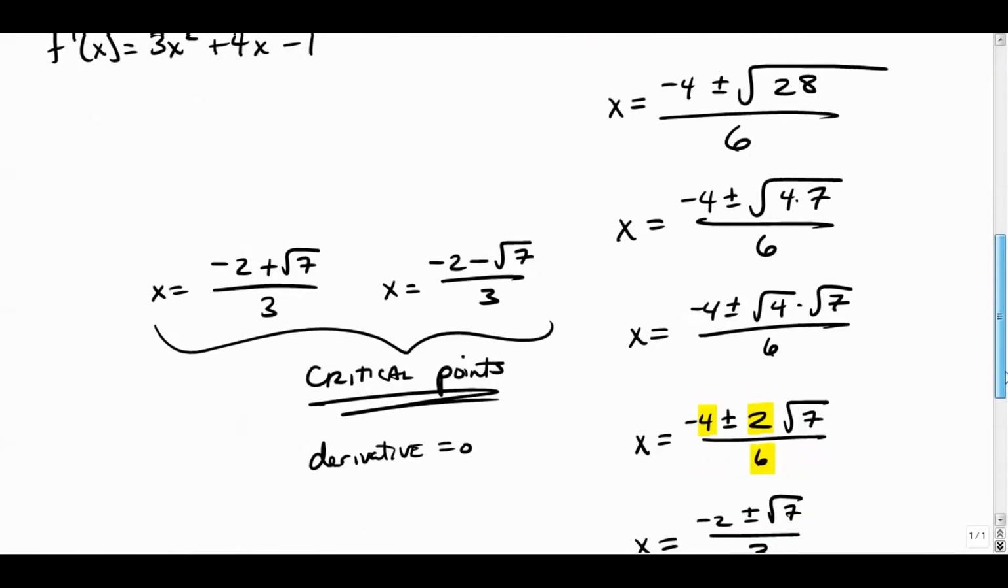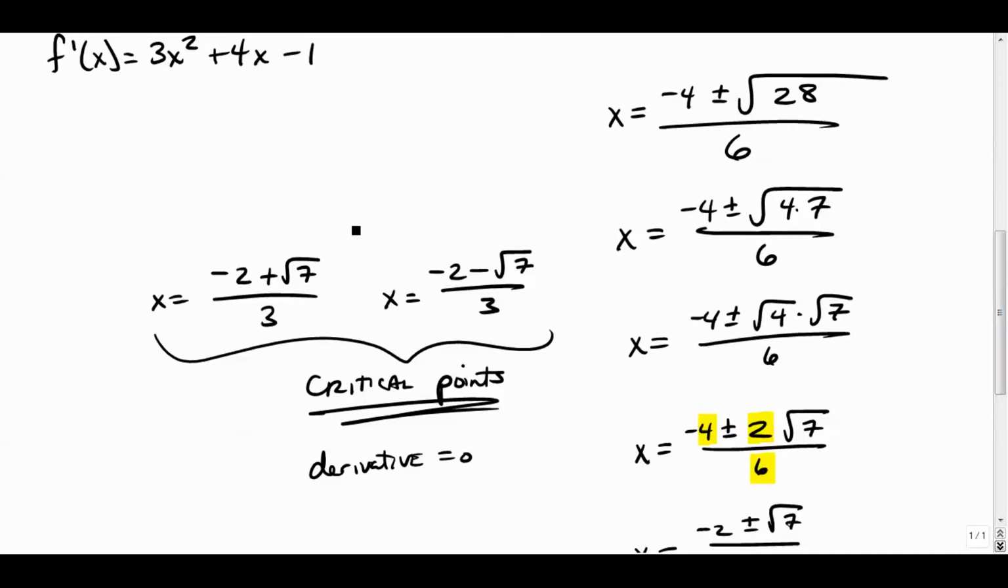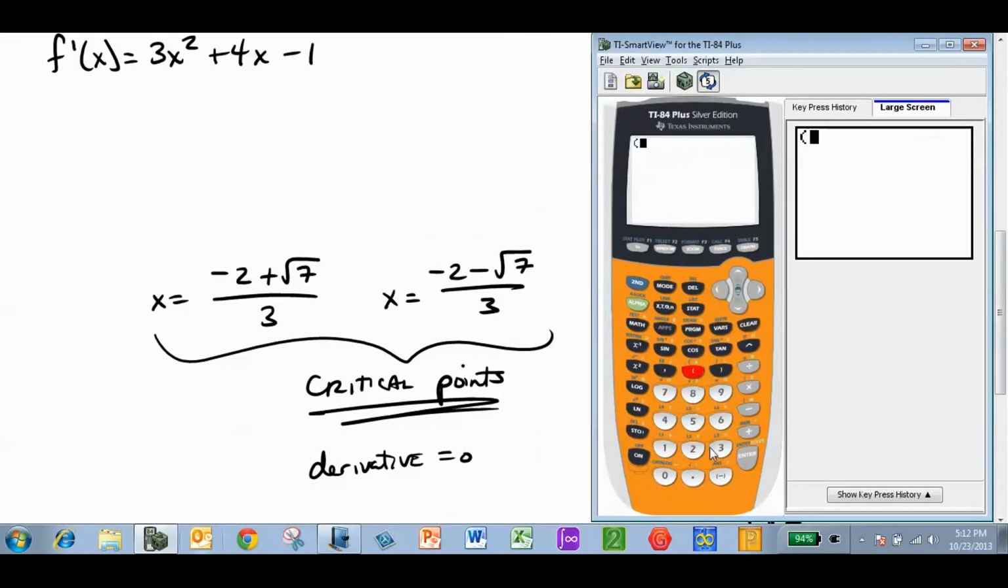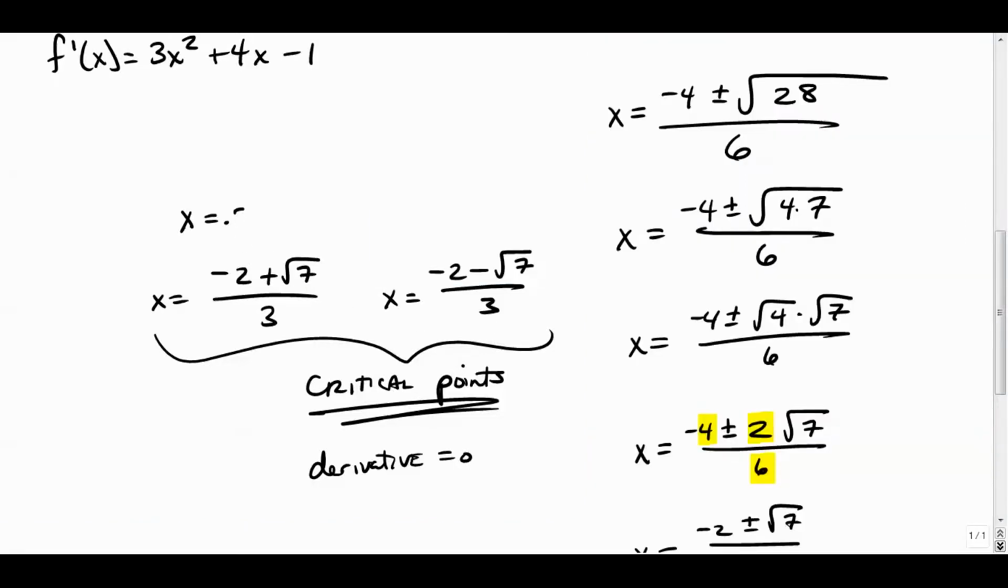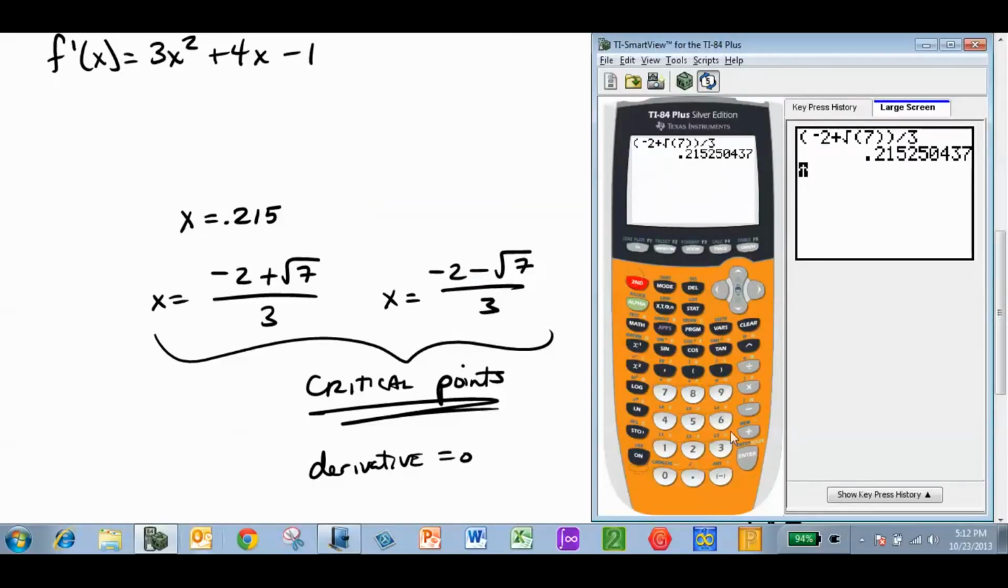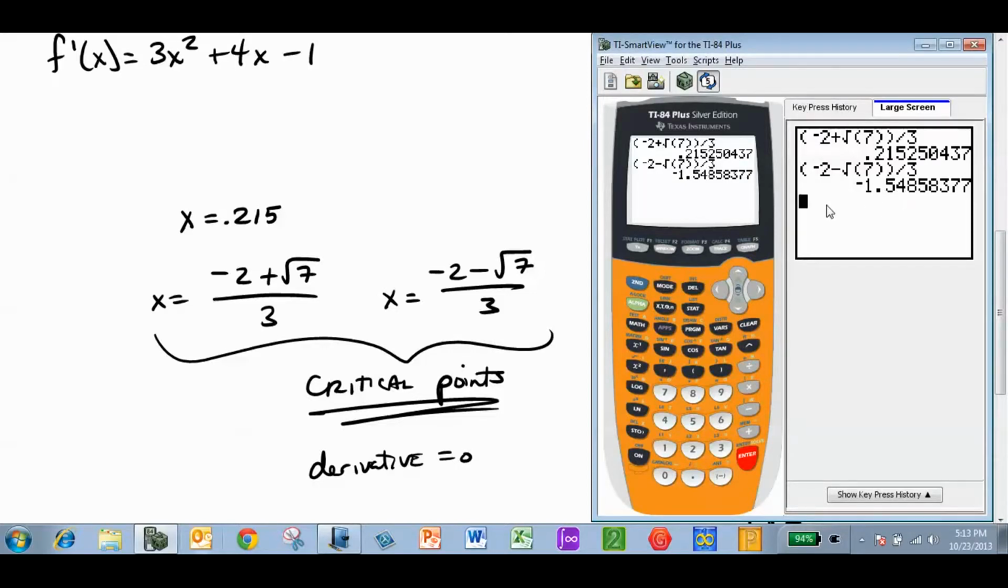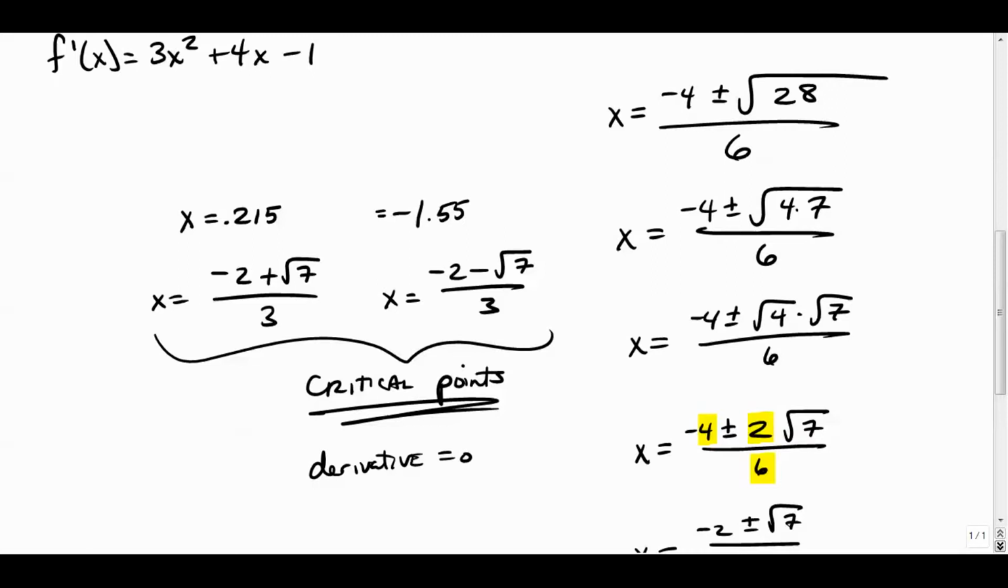I do probably want to get decimal values for those. So what I'm going to do is go to my calculator. Now, I told you I wasn't going to use a calculator to graph it, but this is where I'm going to use a calculator just to get a decimal idea. -2 plus square root of 7 divided by 3. 0.215. So this is 0.215. Let's do the other one. It's not a plus sign, but a minus sign. -1.55. I'll call it -1.5. Yeah, -1.55 is fine. So those are my two critical x values.